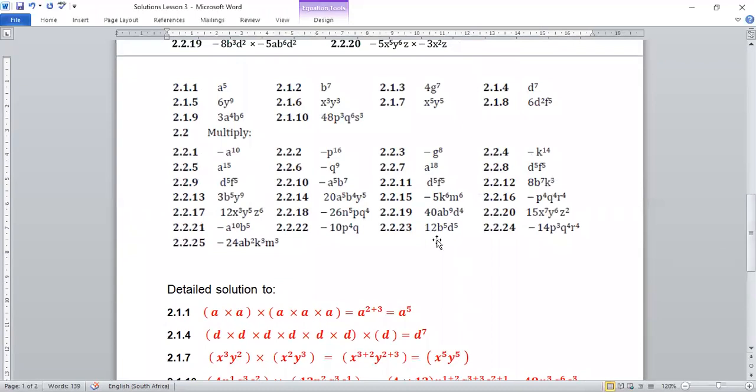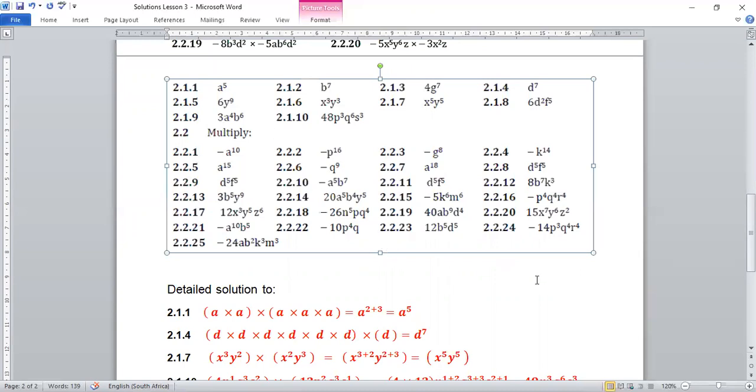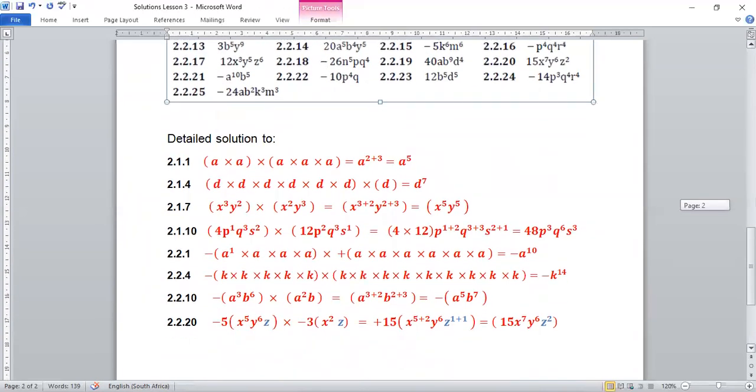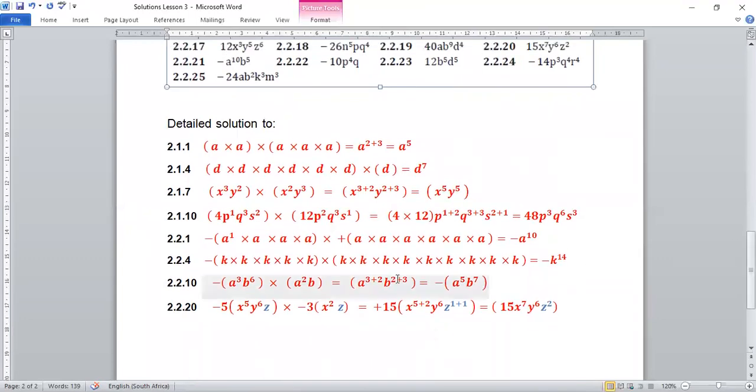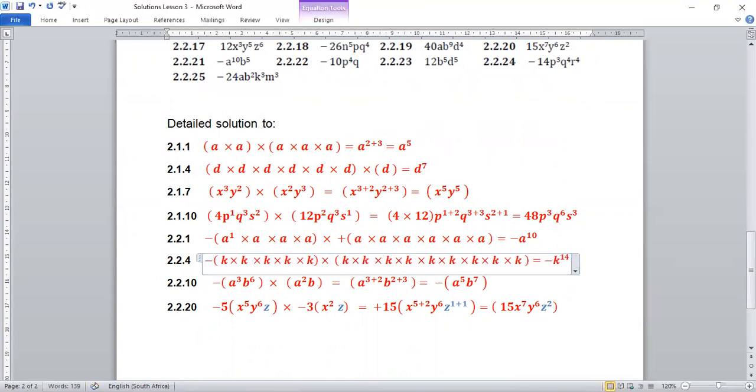Remember, I'm only working out a few of the questions, but all the answers are shown in this block here. The next question, we have negative k exponential 5, positive k to the exponential 9. So similarly, you multiply a negative by a positive to get a negative. And you count how many k's there are in the first bracket, you add it to the second, you get a total exponential value of 14.